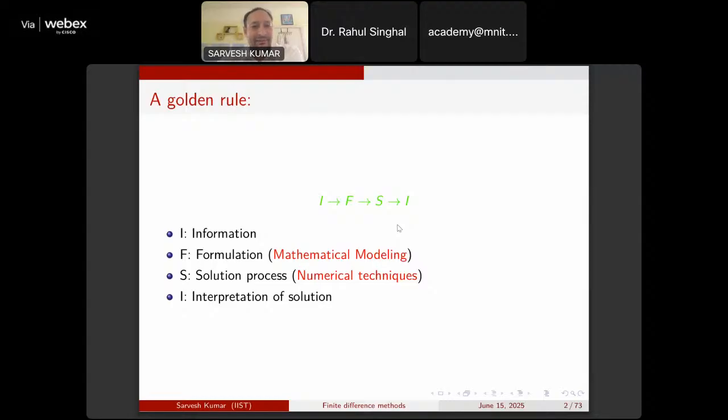As I said, even if you use software or your own numerical techniques, finite difference or whatever, it will generate numbers. So the question is, how do we interpret the solution to the person who has given the problem? If you go with some numbers to him, he may not be happy because he doesn't care about the numbers. He just wants to know whether you are able to solve his problem or not.